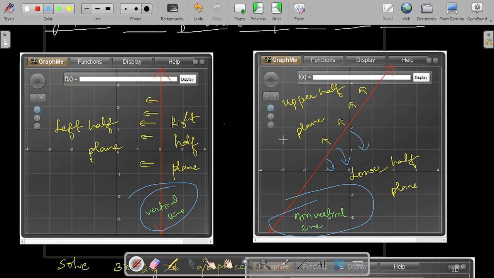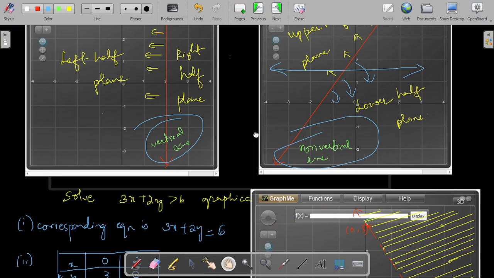Now when you consider a horizontal line, that also comes under a non-vertical line. It divides the entire plane into two parts. One is the upper half plane, one is the lower half plane. So let us go with one example.